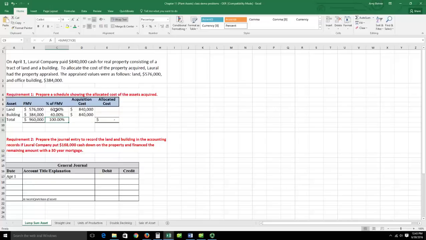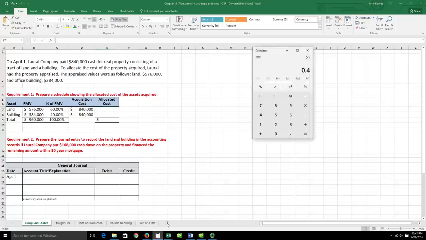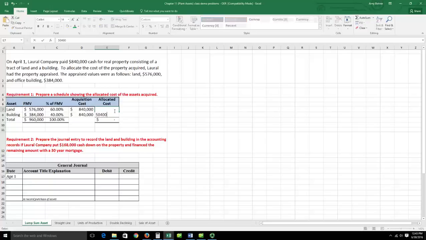So now what you can do is take the percentage of the fair market value, multiply it times what you actually paid for it, and come up with the cost that we can allocate to the land. In this particular example, we paid $840,000 for the property, and we said that 60% of the fair market value is made up of the land. So we're going to say 60% of what we paid for it should be allocated to the land. So 840,000 times 60% gives me $504,000 that I'm going to allocate to the land of this 840.